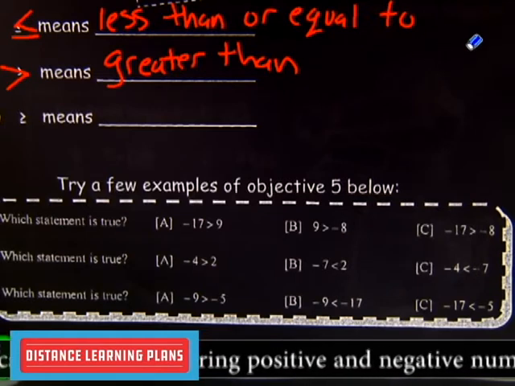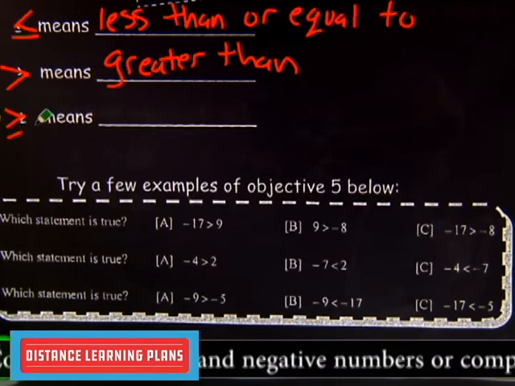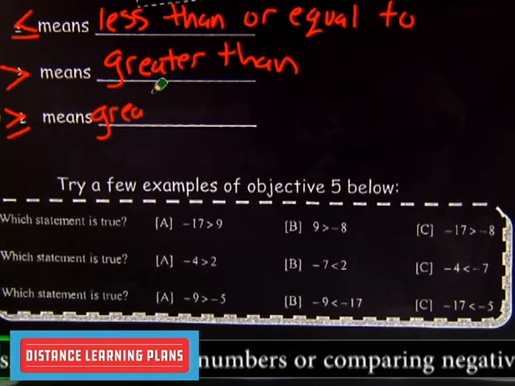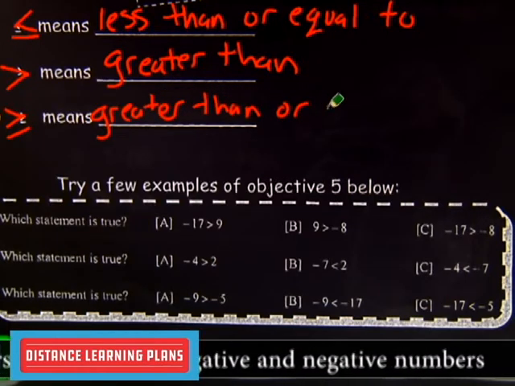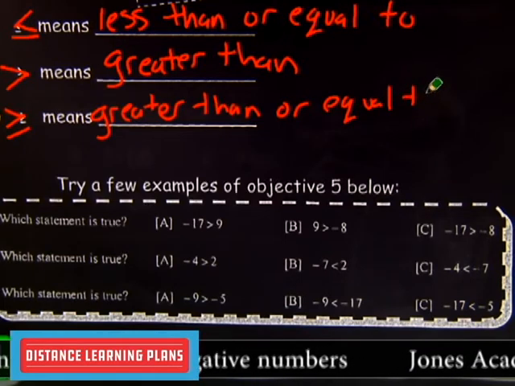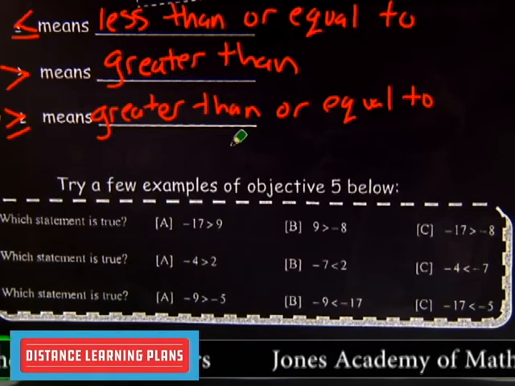And then, of course, if it's pointing right and it has this line, it's going to be greater than or equal to, just like that. All right, greater than or equal to.